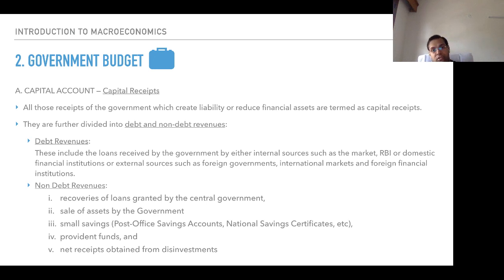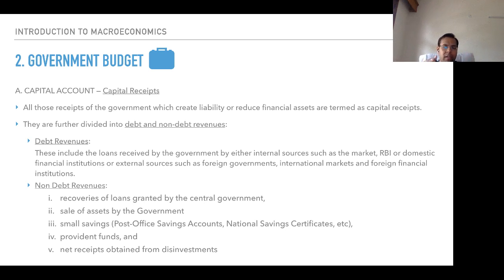Auction of coal blocks resulted in the government earning 2 lakh crores, 1,86,000 crores. What is that? That is non-debt revenues. Net receipts obtained from disinvestments, whatever money you get, it is a part of non-debt revenues. All these revenues are capital in nature, but they don't create a debt on the government of India. They are non-debt creating revenues. So debt revenues, non-debt revenues.